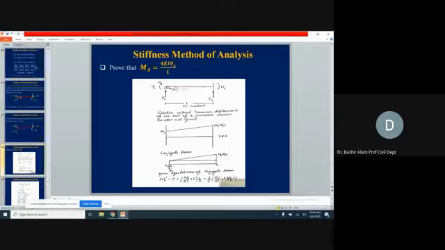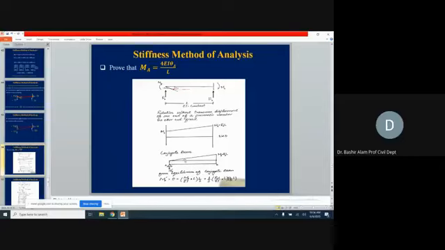So once MA and MB are known, we can find theta A in terms of these values. How? We find MA prime equal to 0. We are in the conjugate beam. At A, we take moment equal to 0.